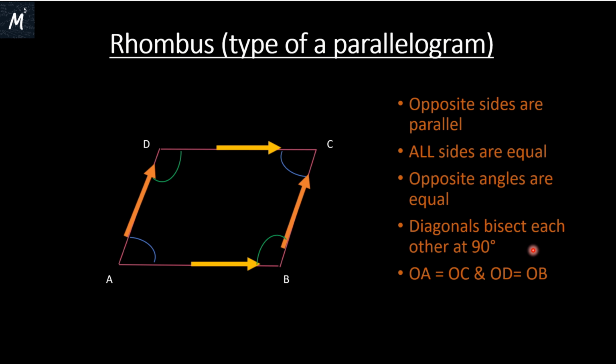Diagonals bisect each other. Till here it is the same as a parallelogram but at a 90-degree angle. So let us understand that. AC and BD are the two diagonals intersecting at point O. The angle formed at O is 90 degrees. So by saying that diagonals bisect each other at 90 degrees, we mean they are intersecting at 90 degrees, and bisect means OA is equal to OC, OB is equal to OD.